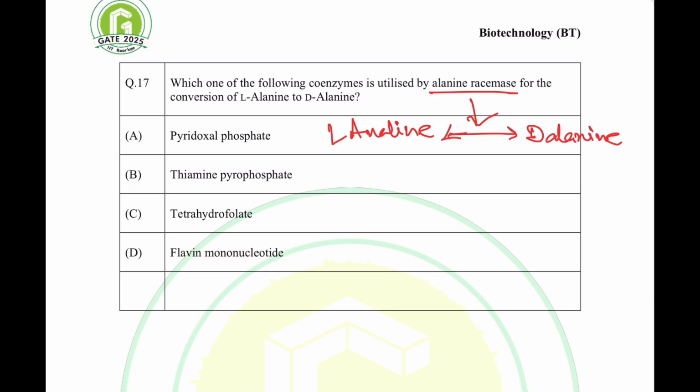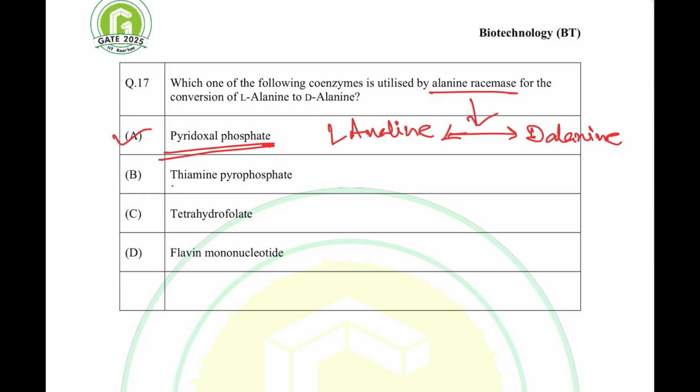Okay, and further, this reaction is essential in bacteria because D-alanine is required for peptidoglycan synthesis in the cell wall. Alanine racemase uses pyridoxal phosphate as a coenzyme, and this pyridoxal phosphate forms a Schiff base with the amino acid, and it stabilizes the carbanion intermediates, allowing the alpha hydrogen to be abstracted and replaced on the opposite side, leading to racemization. So here pyridoxal phosphate will be the correct answer.